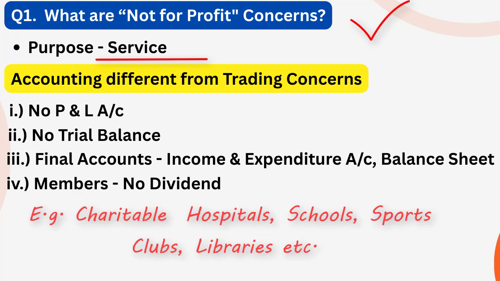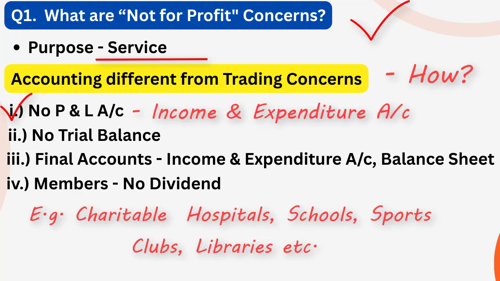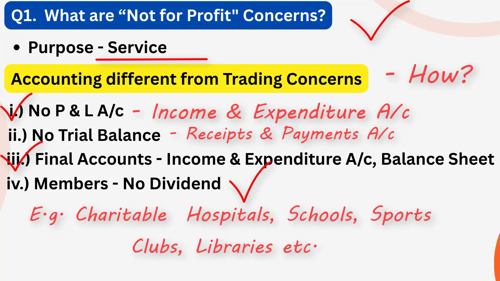Now, the question that arises here is, what's the difference? For example, since they don't earn profit, they don't prepare profit and loss account. Instead, they prepare income and expenditure account. Similarly, they don't prepare trial balance. They prepare receipts and payment accounts. The final accounts in this case consist of income and expenditure account and balance sheet. The members of these concerns can't take dividend. So these are the major differences that you find in case of not-for-profit concerns from the point of view of accounting.